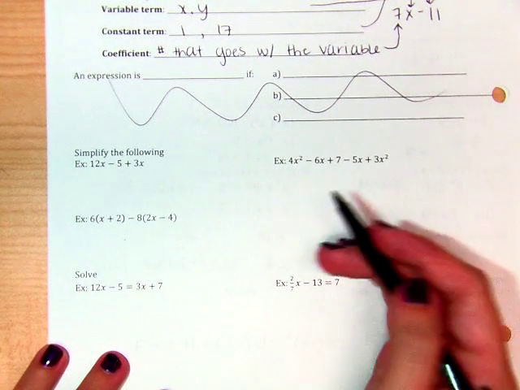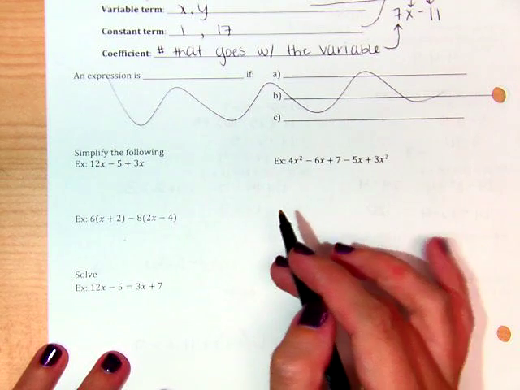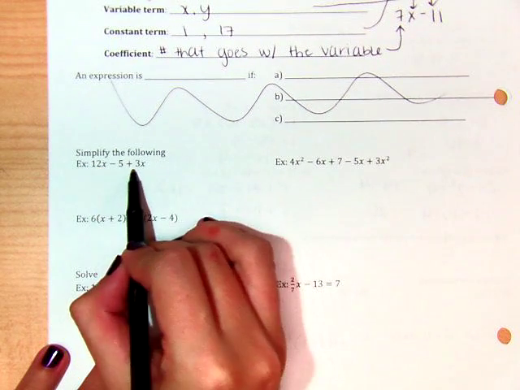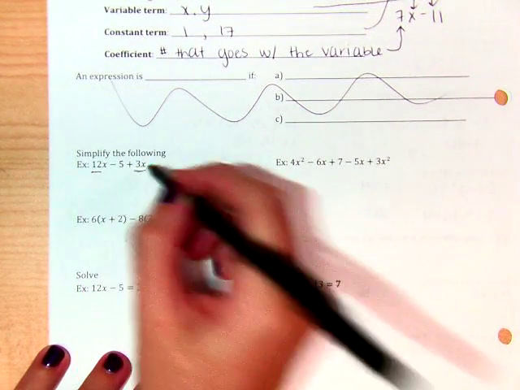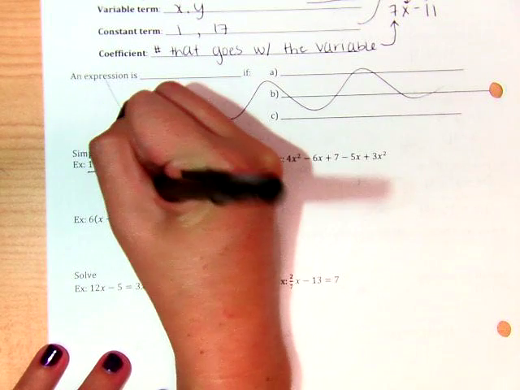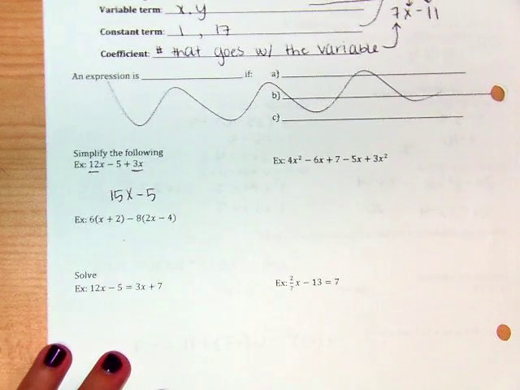Combining like terms. You probably spent a lot of middle school doing this. We're going to combine our like terms. So right here we have 12x and 3x. We're going to combine them. We get 15x minus 5.